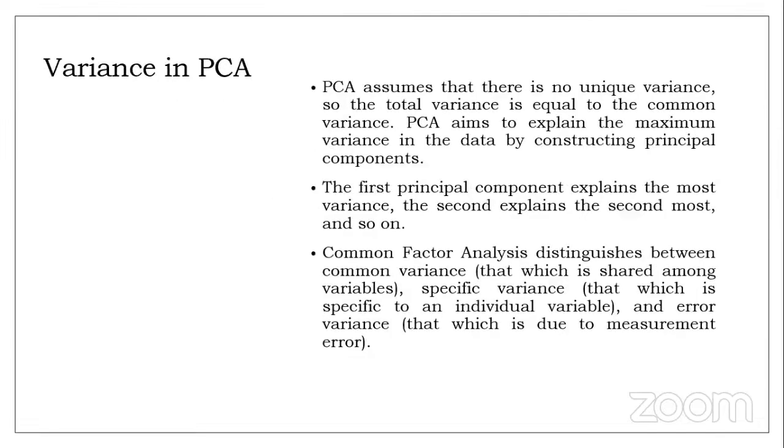Variance in PCA is something that we already discussed in our last class. Again, just to brush it up, PCA assumes that there is no unique variance, so the total variance is equal to the common variance. PCA aims to explain the maximum variance in the data by constructing principal components. The first principal component explains the most variance, the second explains the second most, and so on.